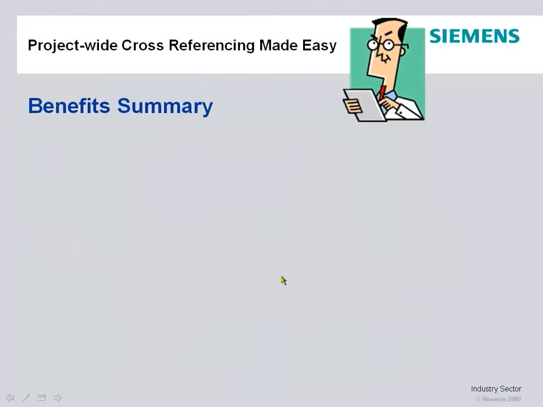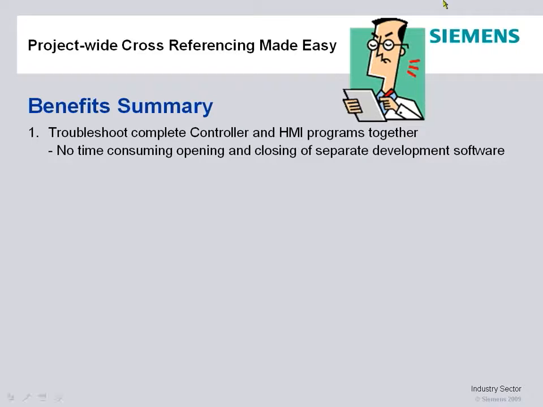So, the benefits of the project-wide cross-referencing in our Step 7 Basic software for the S7-1200 include the capability to troubleshoot the complete controller and HMI logic together. No time-consuming opening and closing of separate development applications, separate software packages, to find out where your problem is in a startup of a machine or a process.